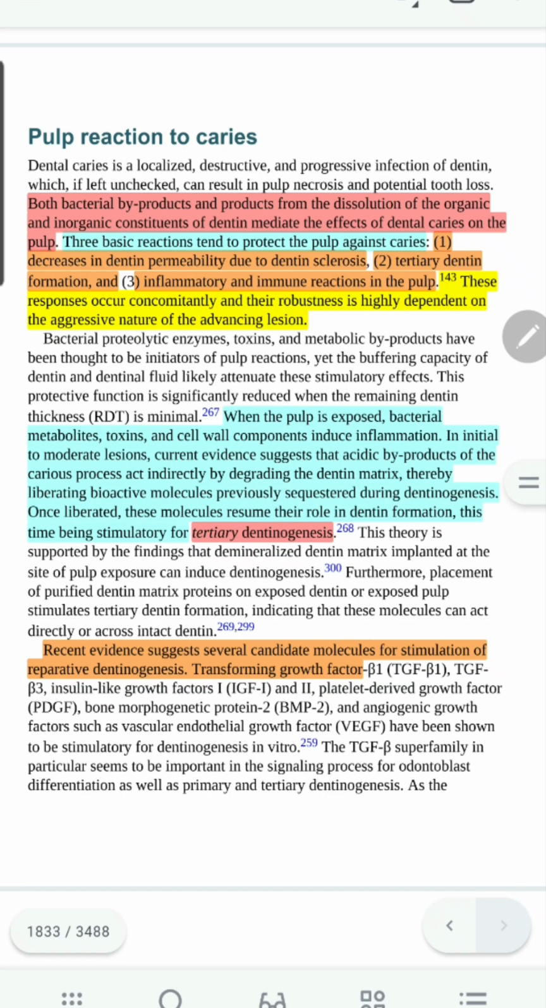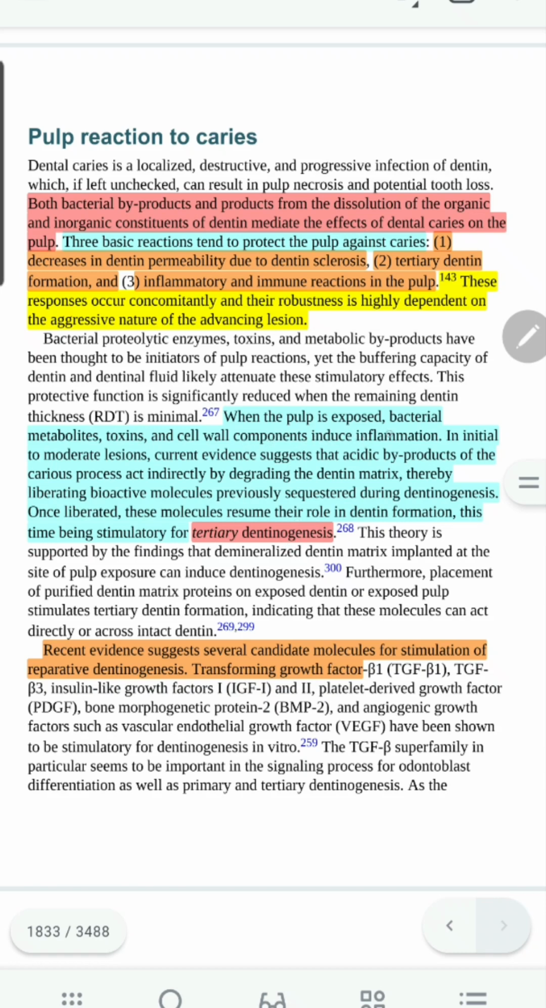These three may happen altogether, or some of them may happen and others not, depending on the situation and the rate and the speed of the caries invasion. We will talk in details, explaining the three ways. First of all, let's talk about how the tertiary dentin forms.